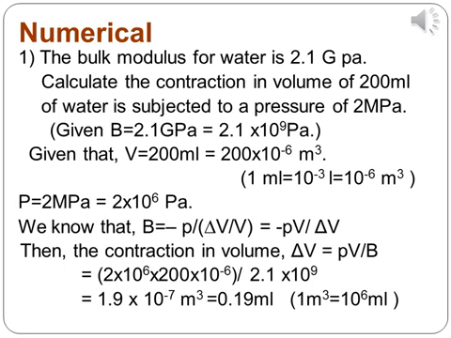Then, what should be the contraction in volume? Let it be delta V. Delta V is equal to PV by B, since B is equal to minus PV by delta V. By substituting the values of P, V and B, we will get delta V is equal to 1.9 into 10 to the power of minus 7 meter cube. By converting it into milliliter, it is equal to 0.19 milliliter, since 1 meter cube is equal to 10 to the power of 6 milliliter.